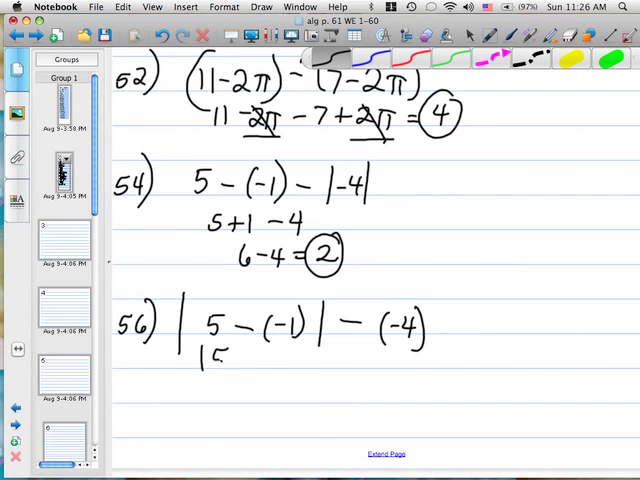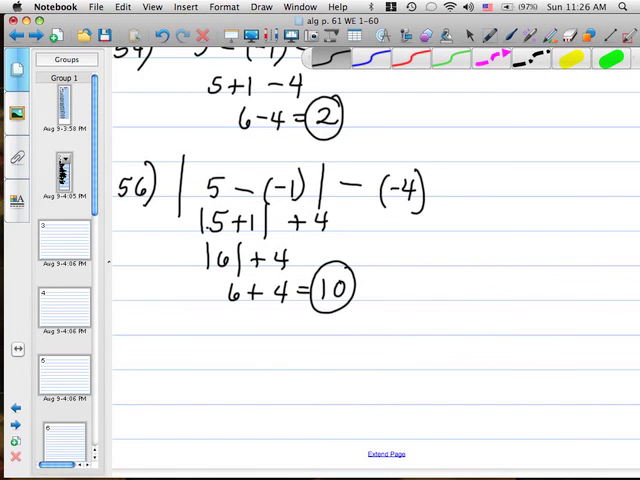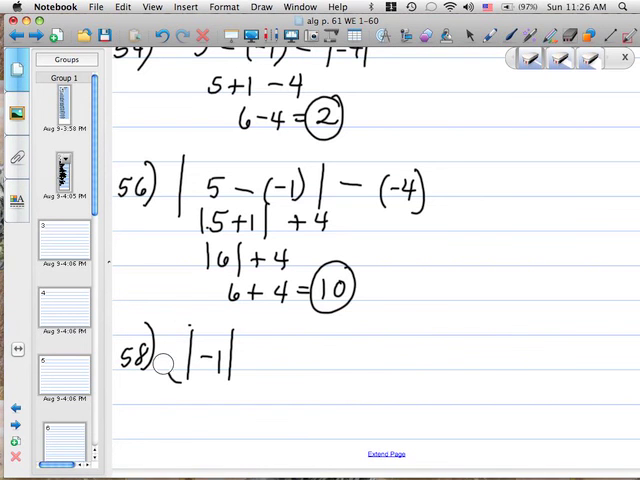54, evaluate each expression if A is negative 4, B is 5, and C is negative 1. So B is 5 minus C, which is negative 1, minus the absolute value of A, which is negative 4. So 5 minus the negative 1 is 5 plus 1. The absolute value of negative 4 is positive, so it would be minus 4. 5 plus 1 is 6. 6 minus 4 equals 2.